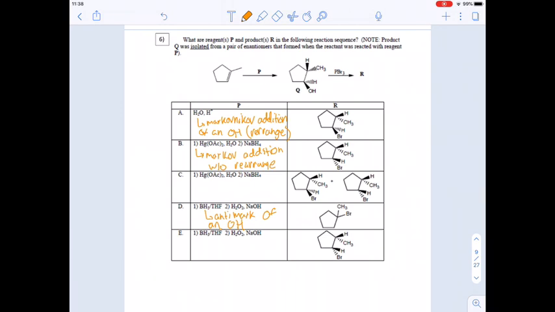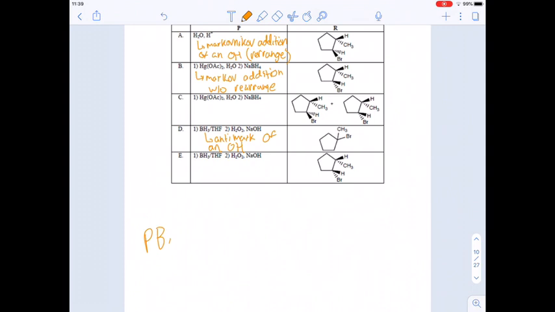So what we're looking for is the anti-Markovnikov, because you want one where the OH is getting added to the less substituted side. So now you know that the reagents for P are going to be the hydroboration reaction. So your answer is going to be either D or E. Then what I did is I just filled in the hydroboration up here, H2O2, NaOH. And now we can move from Q to R, and we can try to figure out what the product for R is.